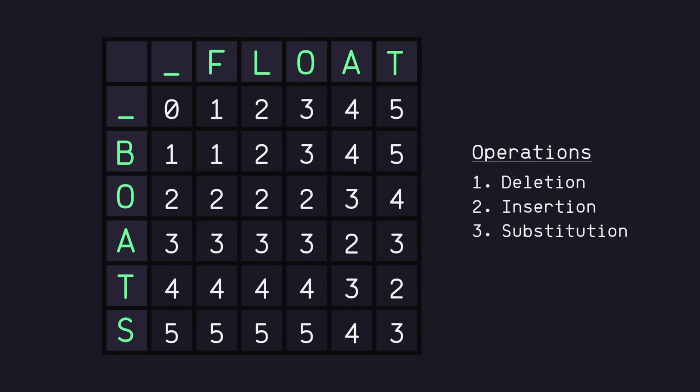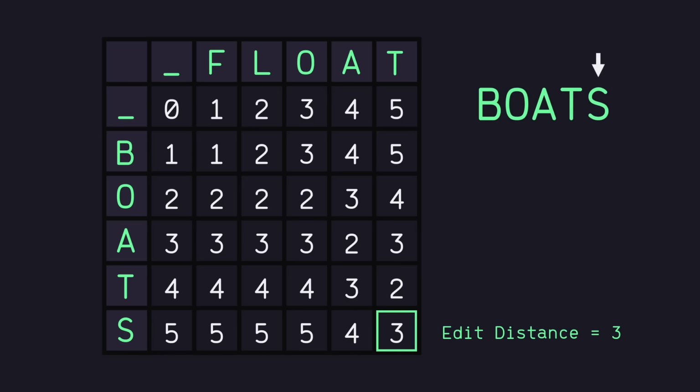Okay, so now once the table is filled out, we can look at this final value here in the bottom right corner, and that is our edit distance to get from boats to float. We can even use this matrix to determine the operations that were used to transform them. So from this bottom right cell, which cell next to it is the smallest value? Well, it's this 2 above it, which means we delete the S from the end of boats.